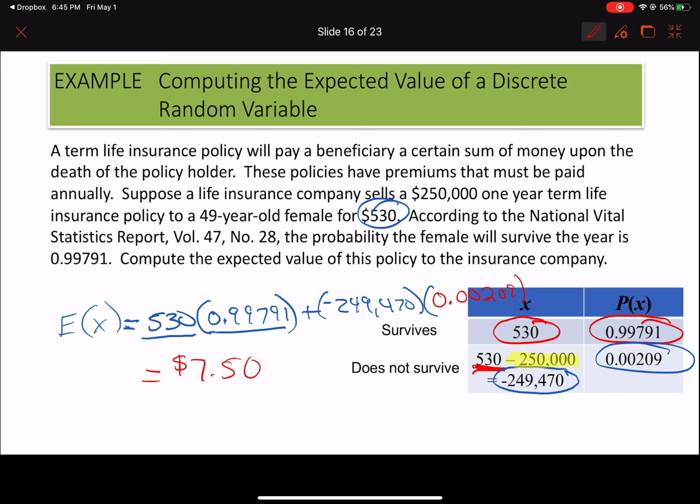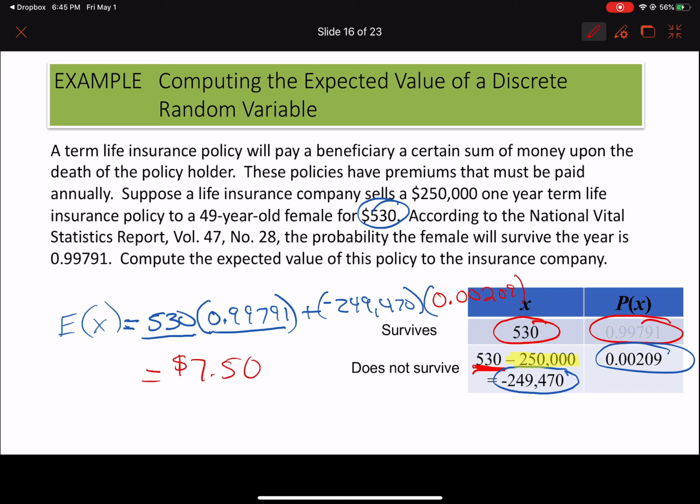They don't want to price it so high that nobody buys it, and they don't want to price it so low that they're not going to make any money. So $7.50 may not seem like very much, but if they sell a lot of these policies, it's $7.50 per policy. And then, of course, you have people who are 25, 30 years old that are also buying life insurance policies, and I bet you the company's making a lot more money off of them than they are off of these 49-year-old women. All right.